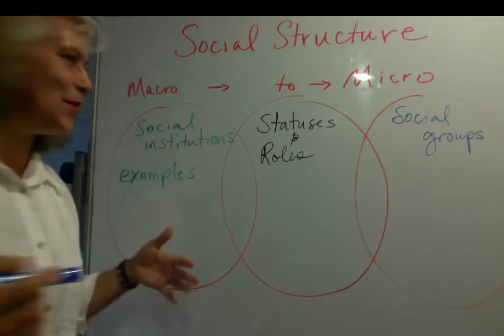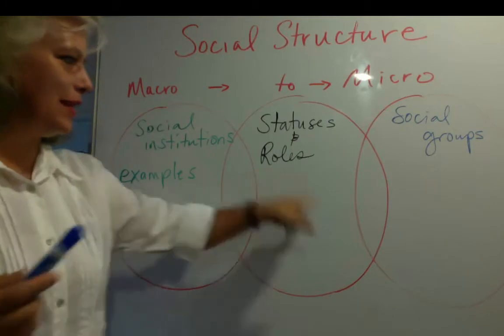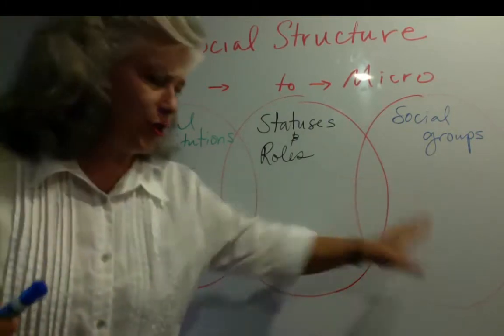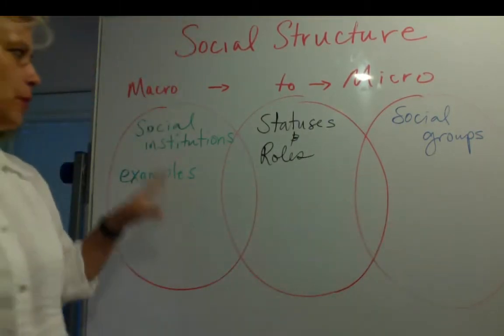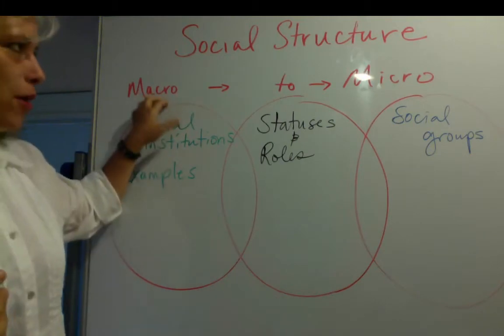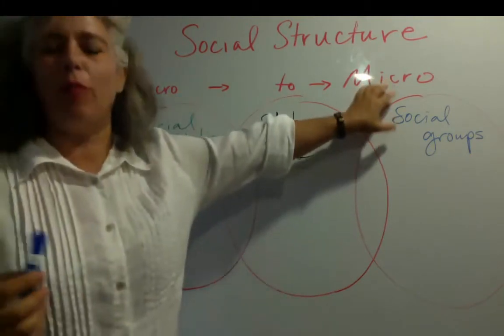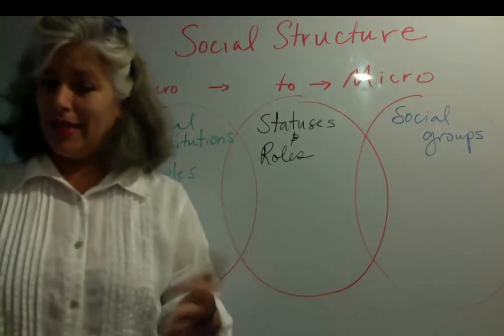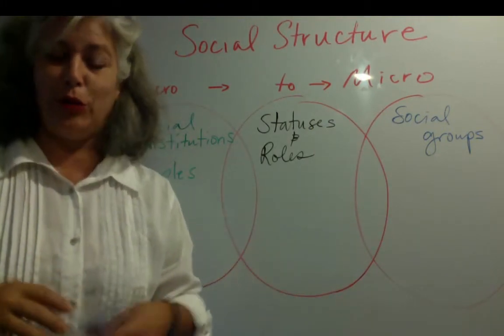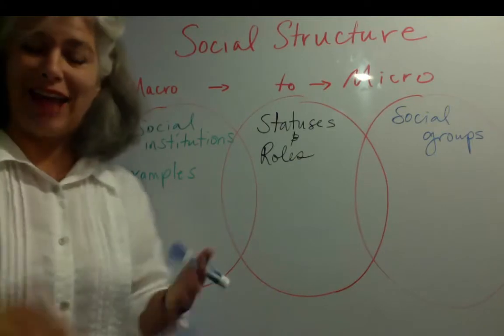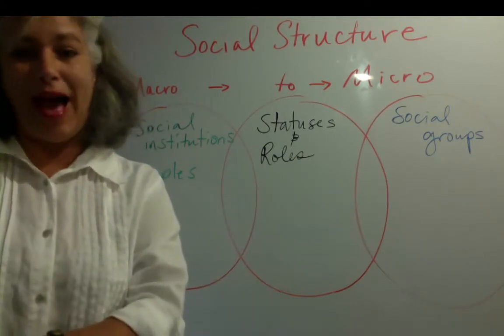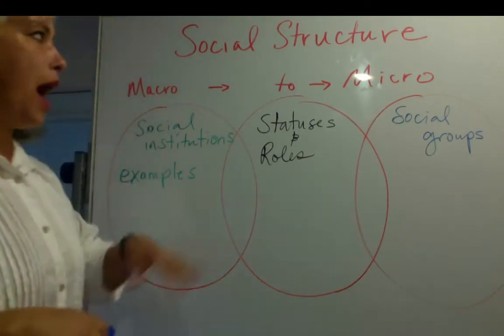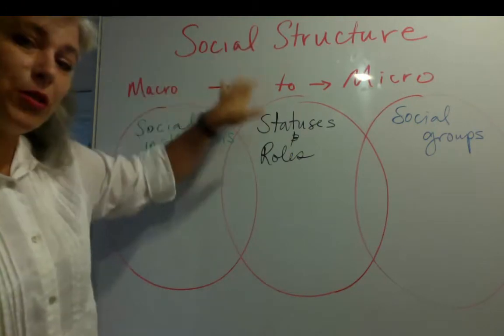I draw pictures on the board to try to show you the link, these overlapping circles, to try to show you the link between the macro scale parts of society and the micro scale parts of society. So this will be a little bit different than typically what I would do when I had a huge whiteboard in our physical classroom at the university, when I would write key words to a definition.